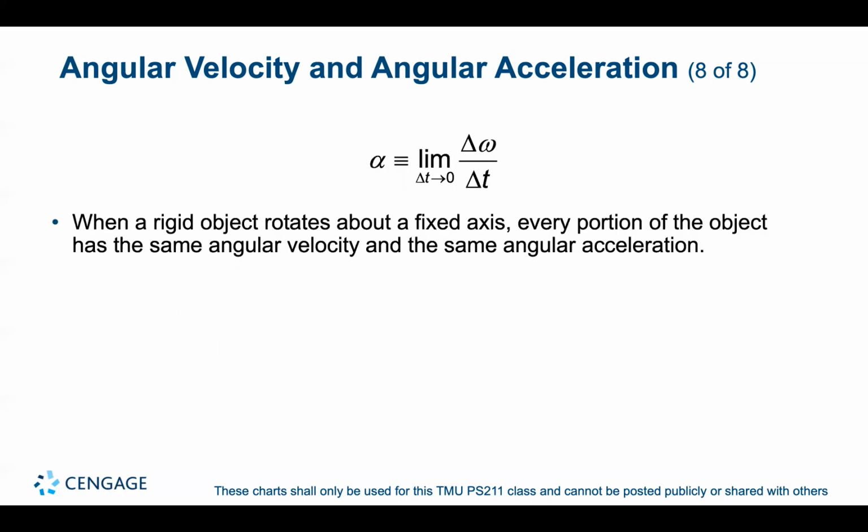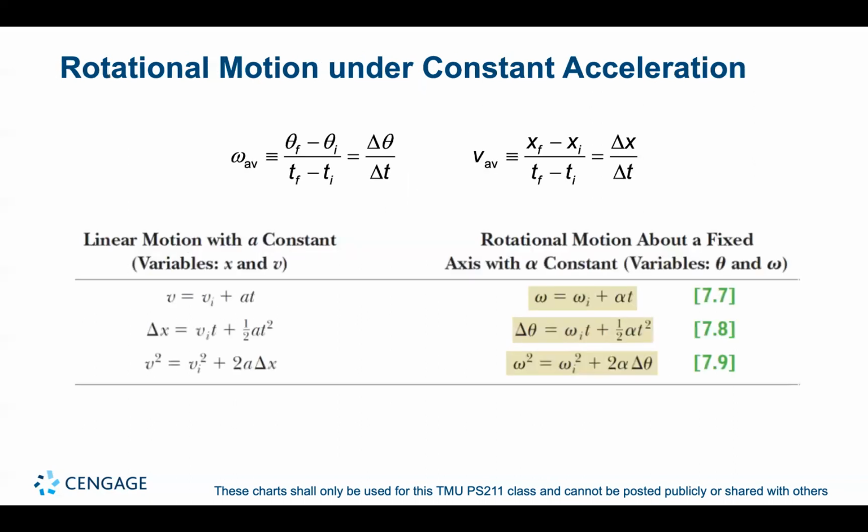So there is also an instantaneous version of angular acceleration. The instantaneous angular acceleration is the limit of the average angular acceleration over delta t as the time interval approaches 0. When a rigid object rotates about a fixed axis, every portion of the object has the same angular velocity and the same angular acceleration. So you might want to keep that in mind.